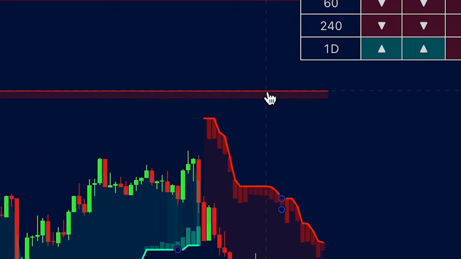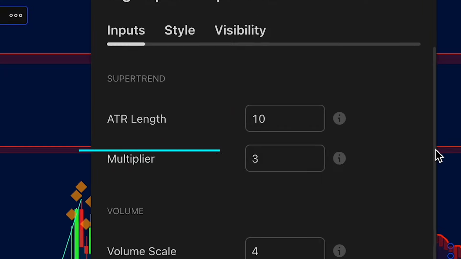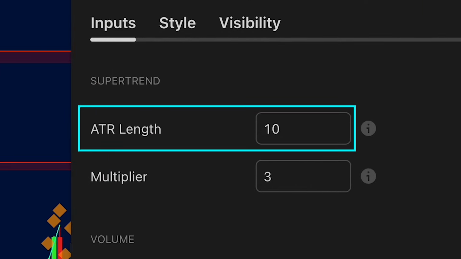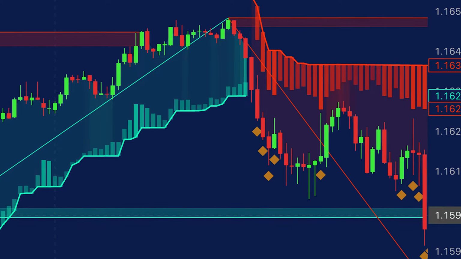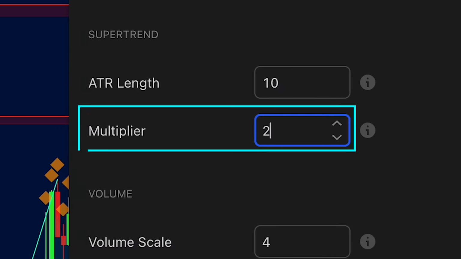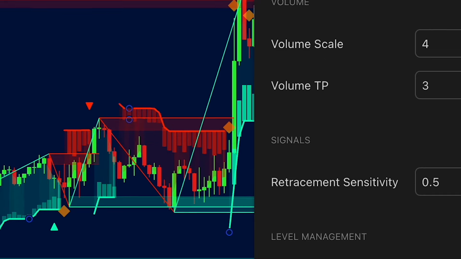Now, to get the best day trading signal from it, let's get your settings right. Double-click on the indicator to access the settings panel. Set your ATR length to 10 for day trading, as it makes the Supertrend more responsive to intraday volatility changes without being too noisy. For the multiplier, use 2.0, because this creates the perfect balance between catching trends early and avoiding false signals during choppy sessions.